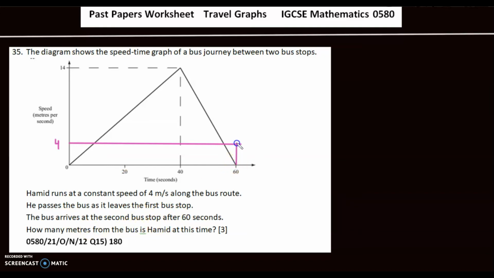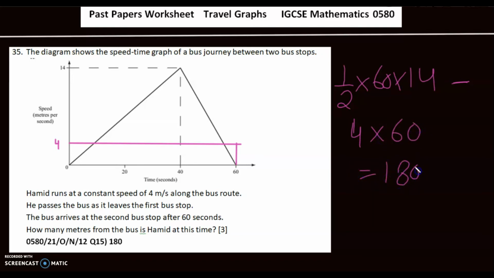So this question is simply asking us to find the area of the triangle, which will give us the distance covered by the bus in 60 seconds. Then find the area of the rectangle, which will give us the distance covered by Hamid in 60 seconds. And the question is asking for the difference in these distances. So that's what we do. We first find area of the triangle, half times base times height, and then subtract 4 times 60 from it. This should give 180 meters.